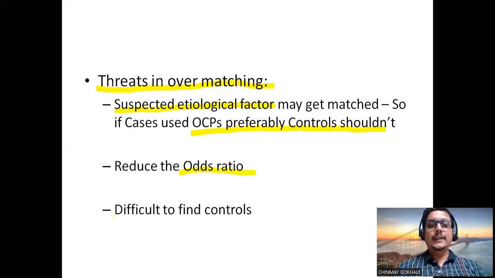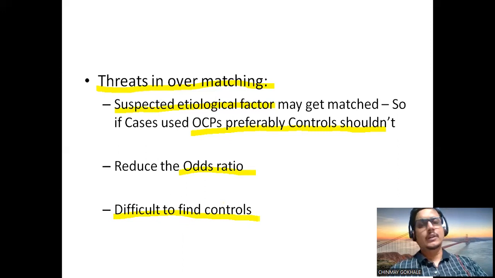And all said and done, the most important thing is it would be very difficult to find controls. So, for example, you have a case of breast cancer who was born in January 1980. She has had two children in her lifetime, and she has completely breastfed both the children. And now she used, say, OC pills for 10 years, and she has developed breast cancer. Now you have enrolled her in your study. Now ideally you are looking for a female born in January 1980, preferably having identical or close to identical height and weight, of same religion, occupation, and economic status.